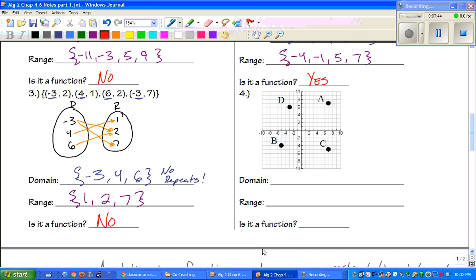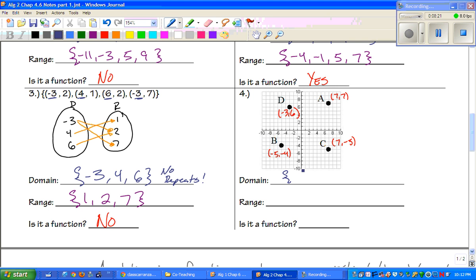Now for this one, we actually have to find out what our ordered pairs are. Okay, so for A, it looks like it's 7. We'll call that 7, 7. B is -5, -4. C is 7, -5. And D is -3, 6.